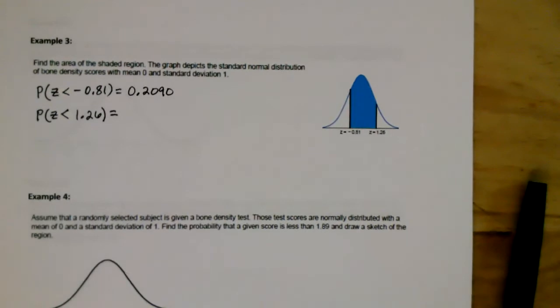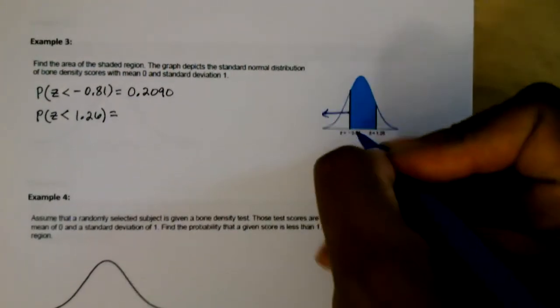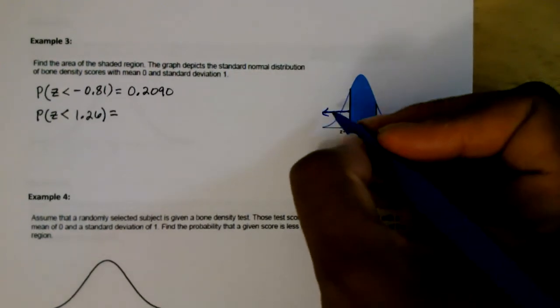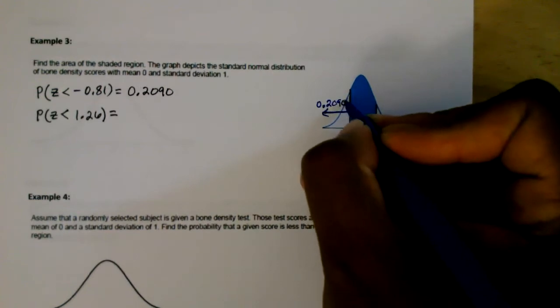To the left of negative 0.81, that's this area to the left. This is the boundary of negative 0.81. And that area is 0.2090.